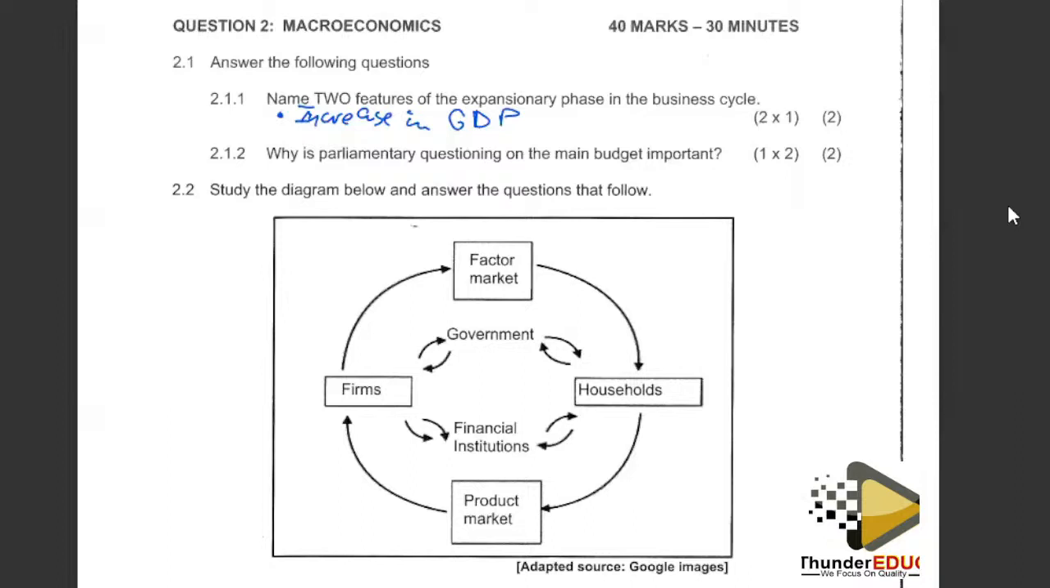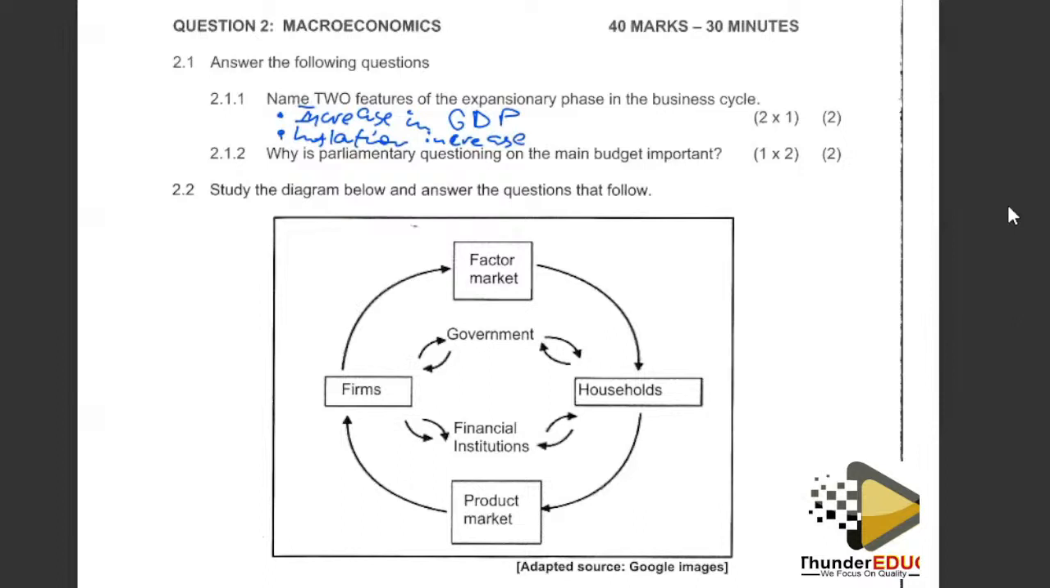Again, we can also say we have an increase in spending. But the question says that we should only give one point, and that one point calls for two marks. So also here we can say that we have an inflation increase. Okay, right, grade 12. What do you mean by inflation? By inflation, we refer to a persistent or continuous increase in the general price level of goods and services.